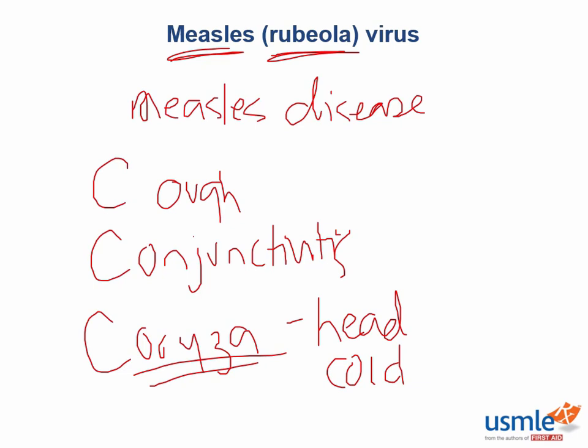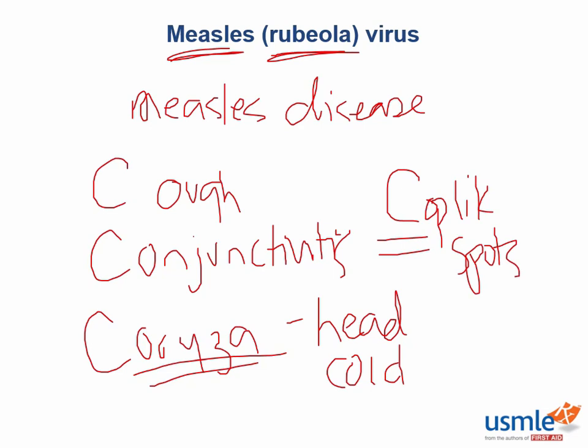Personally, I like to add the 4th C, that stands for Koplik spots. Yes, I know Koplik spots starts with a K, but putting a C here helps us remember that Koplik spots happen in measles. So we have the 4 C's, 1, 2, 3, 4, including cough, conjunctivitis, coryza, and Koplik spots.